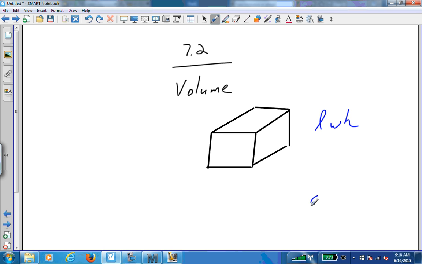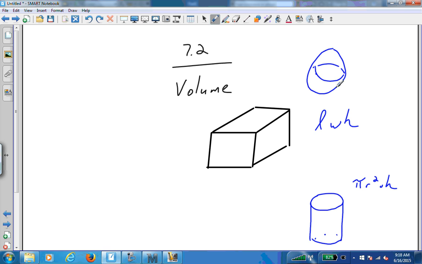Or if we had a cylinder, we could take the cross-sectional area times the height or the length of it. And lots of different things. If we had a sphere, 4/3 pi r cubed gives you the volume of a sphere.